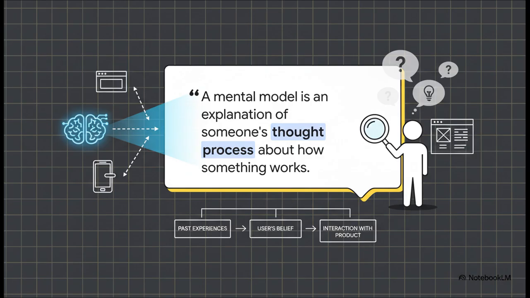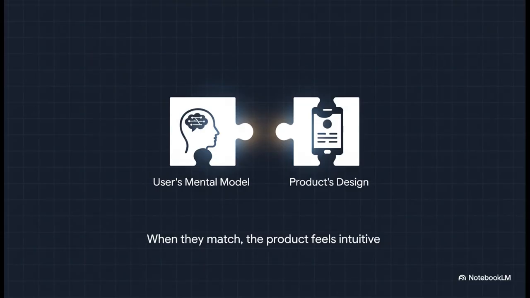And this is the magic moment. This is what it's all for. When your product's design perfectly aligns with the user's mental model, when it works exactly how they expect it to work, the product feels intuitive. They don't have to learn a thing. It just makes sense. The entire process we've just walked through is all about closing the gap between how the system is built and how the user thinks it should work.